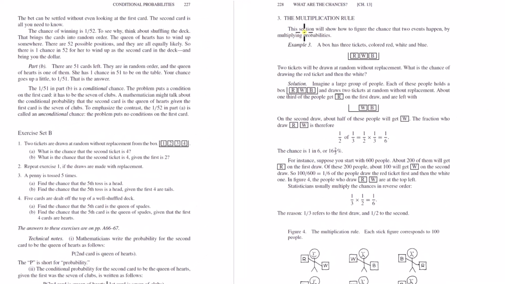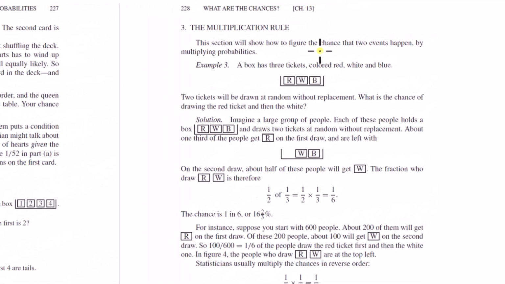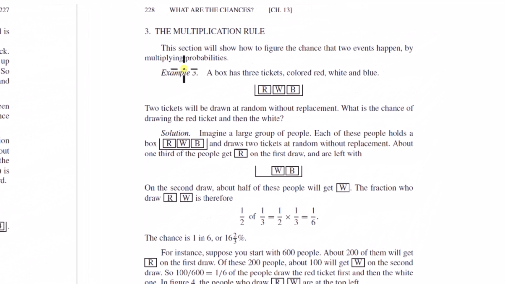So, okay, it says, this section will show how to figure the chance that two events happen by multiplying probabilities. Okay, so it says a box has 3 tickets colored red, white, and blue. 2 tickets will be drawn at random without replacement. What is the chance of drawing the red ticket and then the white? So without replacement.